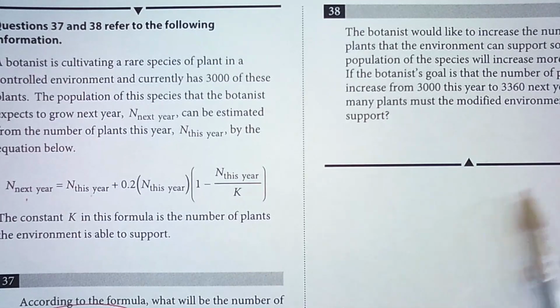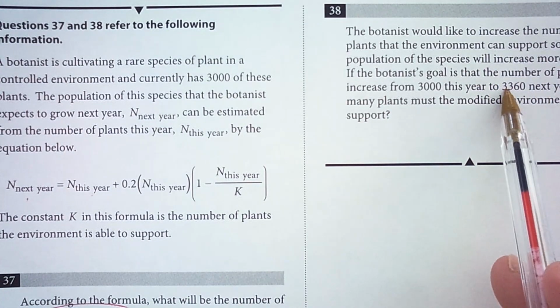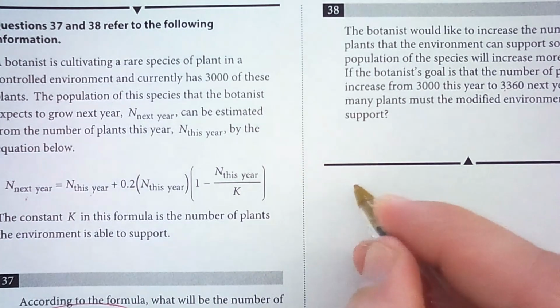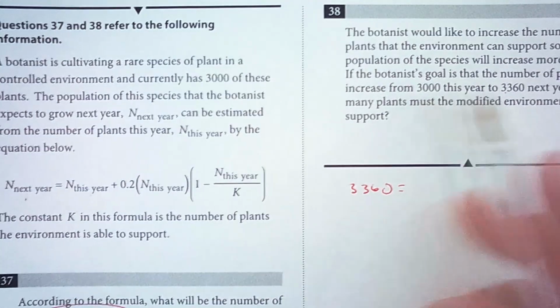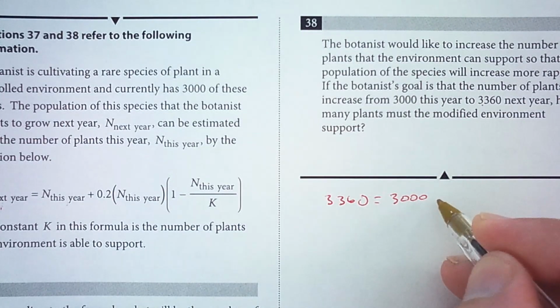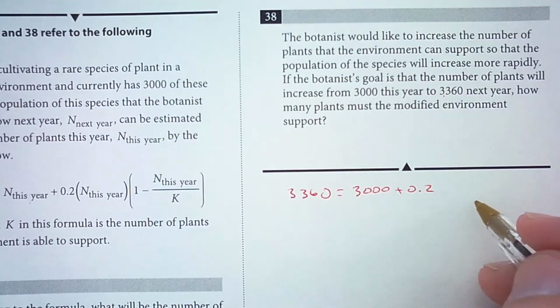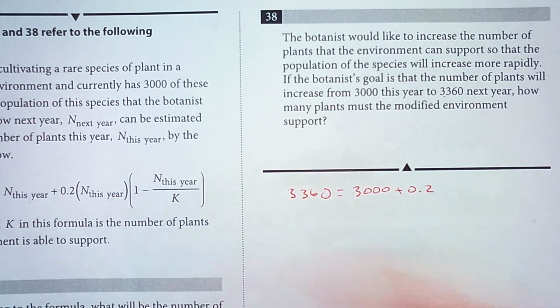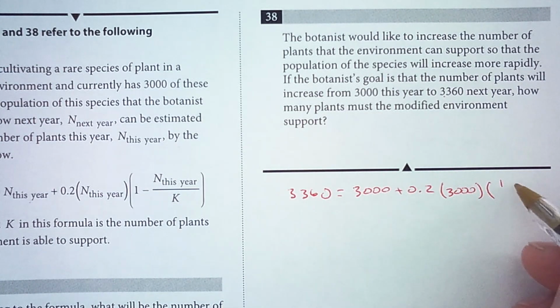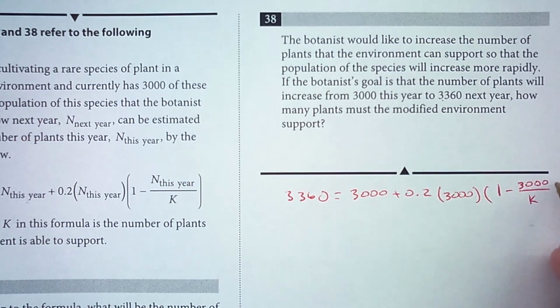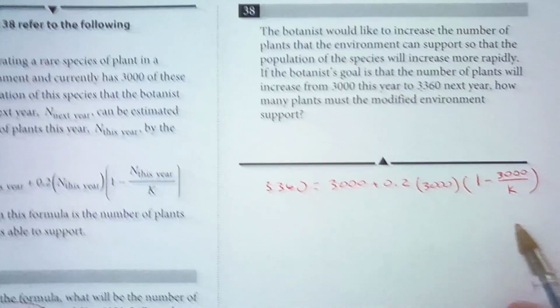So next year, we want to have 3,360 plants, which means N sub next year is 3,360. That equals N sub this year, which is 3,000, plus 0.2 times N sub this year, which is 3,000 again, times 1 minus N sub this year, 3,000, over the total number of plants the environment can support, which is K. So we want to solve for K.